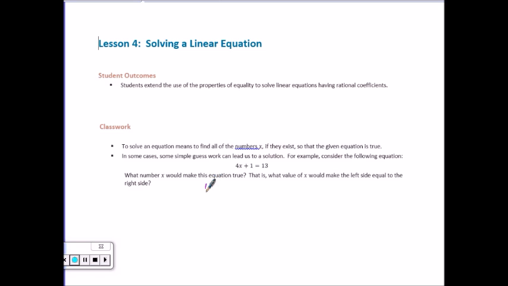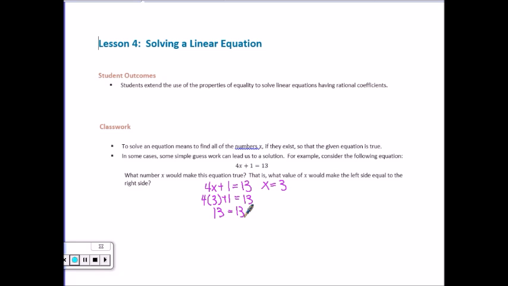If we look at this equation, 4x + 1 = 13, you could probably guess that if we set x equal to 3, this makes the equation true on both sides. So then we get 13 on the left-hand side and 13 on the right-hand side.